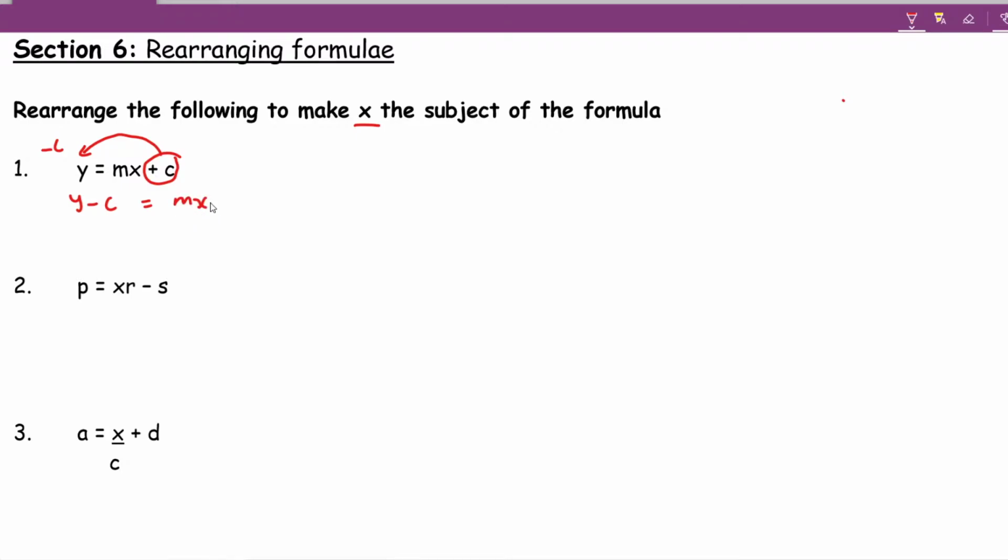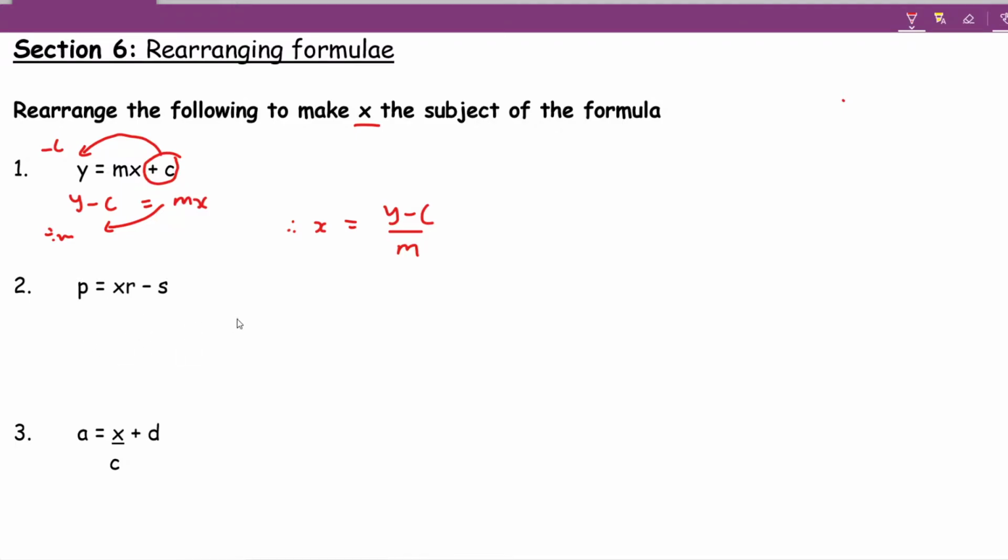Now m is being multiplied by x. The opposite of times is divide by m, in which case x would equal y minus c divided by m. All this gets divided by m. So let's do this again.